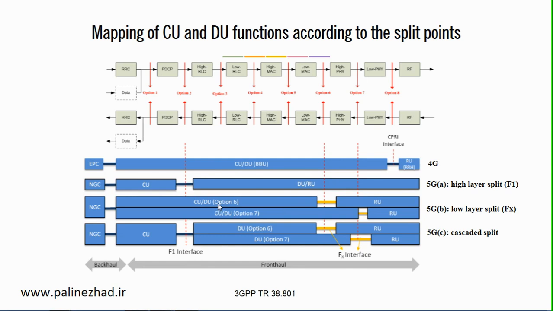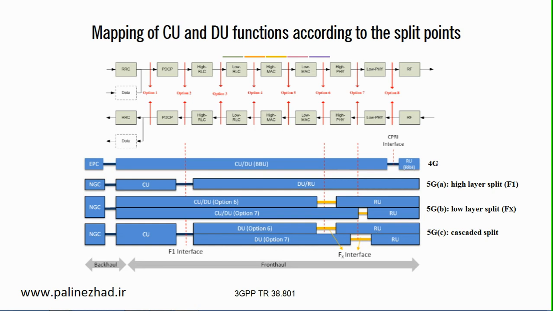In the next line, we see option 6 and option 7 splits on the higher or lower physical part, between MAC and physical layer, or between physical layer higher and lower parts. This is called low layer split, and it's in the fronthaul. And in the last line, we have a combination of option 2 and option 6 here, or option 2 and option 7 here. In this way, CU, DU, and RU units each contain a portion of the protocol stack.